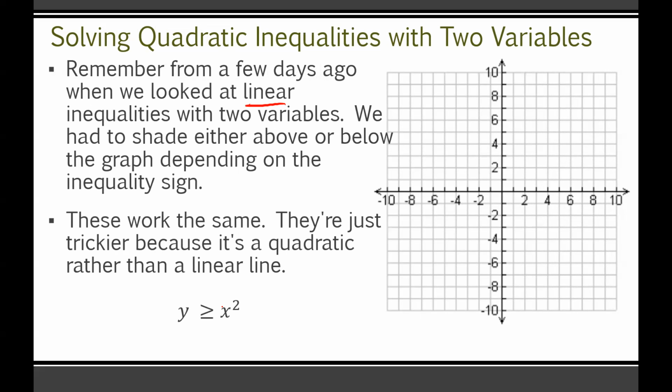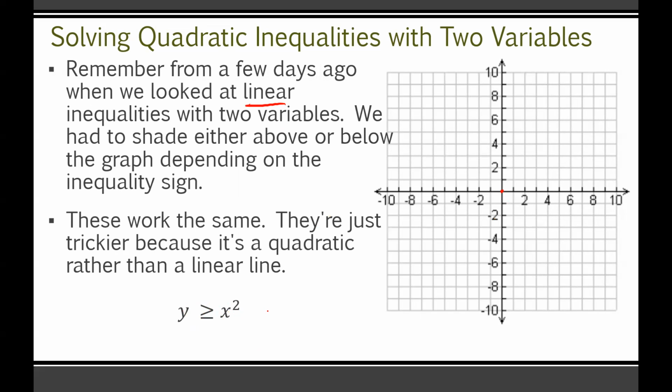Linear equations were really easy to graph. You just have to find your y-intercept and then use your slope to make a straight line. Quadratics were a little trickier. We'll start with the simplest quadratic though. X squared, of course, is based at the origin, 0, 0. We're looking for where y is greater than or equal to x squared.